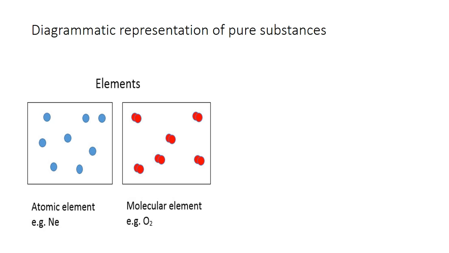So elements. You can show an atomic element just as single atoms. This is atomic elements. A molecular element can be shown by having multiple atoms making a single element. So in this case, we have this atom combining with this atom to make a single element. So we can say a single element here, but a single element made of two atoms. Some elements can have as many as 8 atoms, like sulfur, S8.